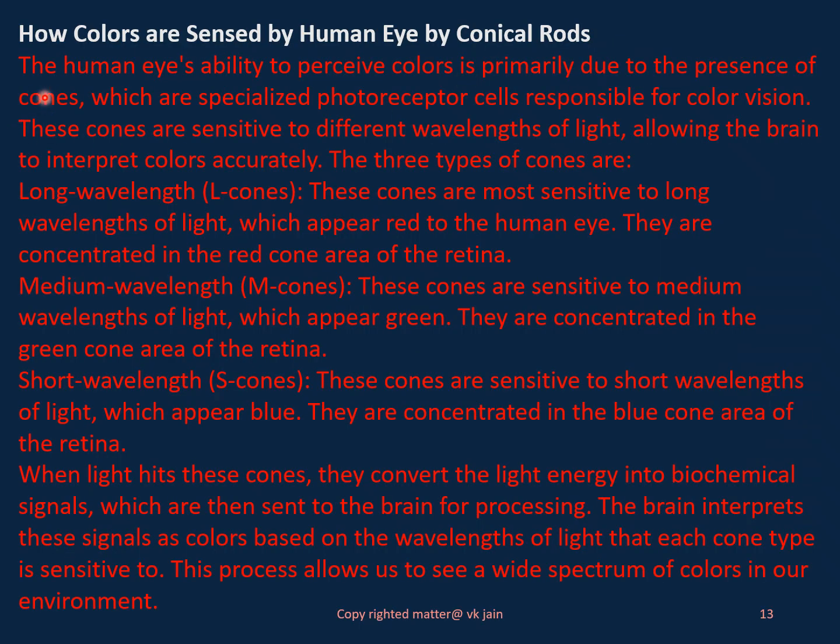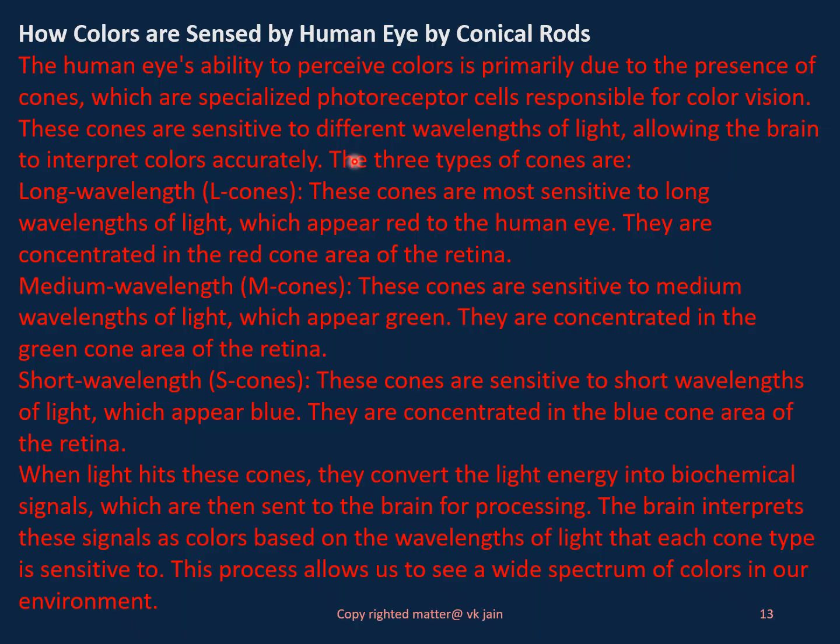Friends, now we will learn how colors are sensed by the human eye by conical rods. In the next slide, I will show you the cones and rods. But let us see the eye's ability to perceive color, which is primarily due to the presence of cones, which are specialized photoreceptor cells responsible for color vision. The cones are sensitive to different wavelengths of light, allowing the brain to interpret colors accurately.